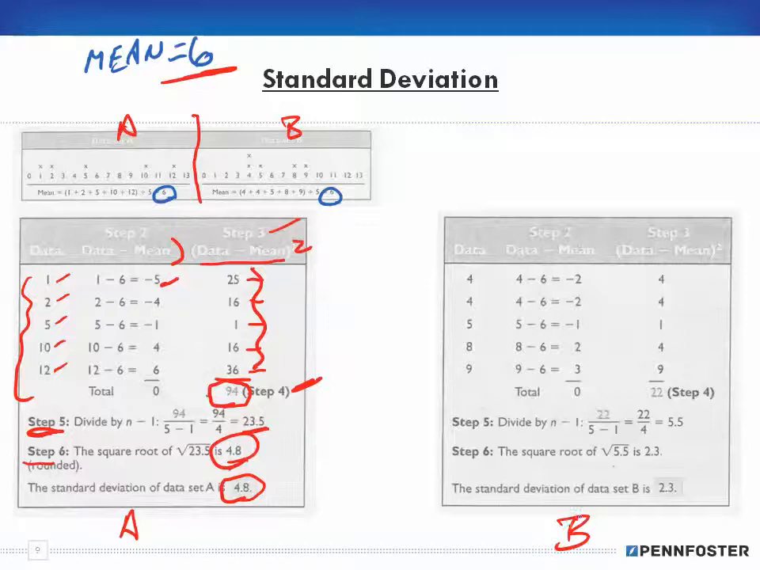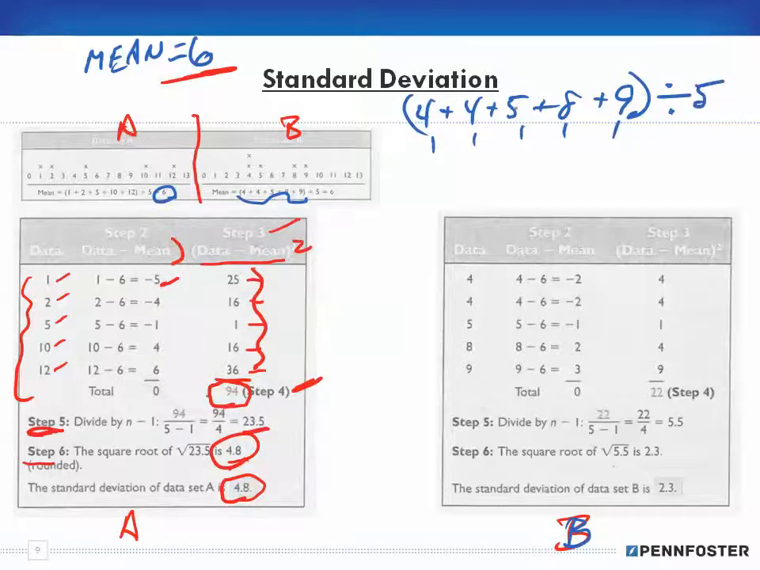So for data set B, the first thing we do is find the mean. For data set B, we found the mean to be 6. Why? Because I look at my data points: 4 plus 4 plus 5 plus 8 plus 9, which is what's here. I'm going to add those all up and divide by however many points of data. I have 1, 2, 3, 4, 5 points of data. When I add all of these data points up, I get 8, 13, 21, 30, and I divide by 5, and that gives me my average, or my mean, of 6.